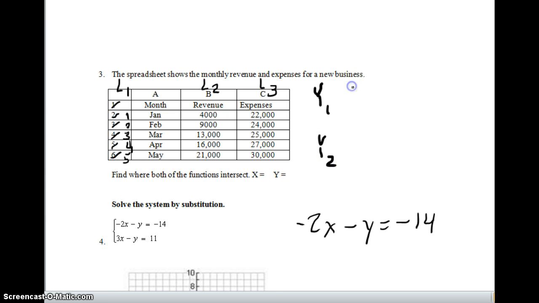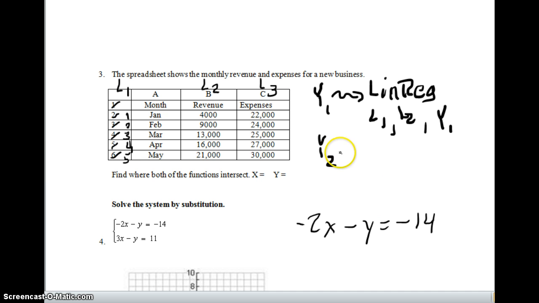So this one's going to be, in essence, linreg, linear regression, L1, comma, L2, comma, vars, y vars, enter for Y1. And then this one here, in essence, is going to be L1, comma, L3, comma, then you'll have to plug in Y2. When you go to vars, y vars, enter, then go down to Y2. Again, this one here is for your revenue. This one here is for your expenses.